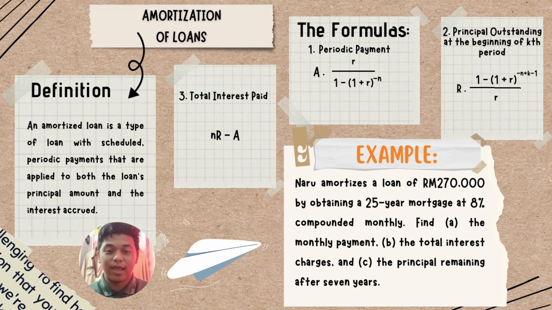Now we look at the example given. Naru amortizes a loan of 270,000 ringgit by obtaining a 25-year mortgage at 8% compounded monthly. Find A, the monthly payment, B, the total interest charges, and C, the principal remaining after 7 years.